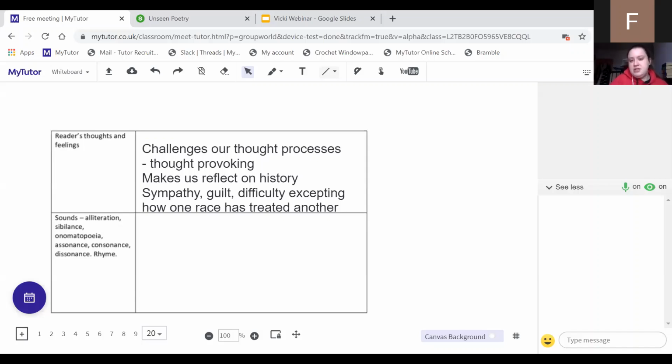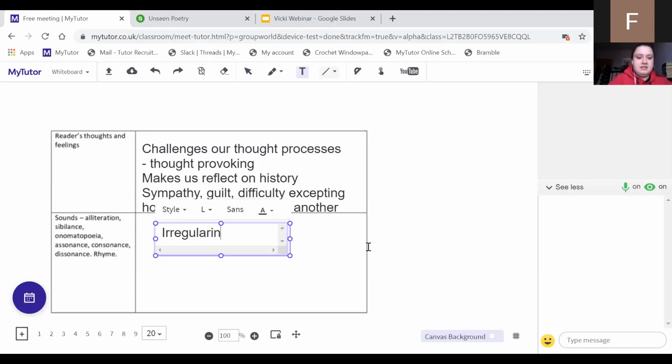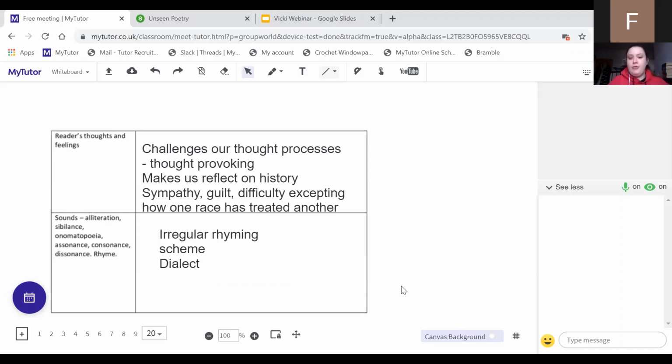Sibilance is the repetition of a certain sound, so it's a special type of alliteration. So sounds with this one, I think the main thing that you should be commenting on here is irregular rhyming scheme, and dialect. I don't think that you can write about this poem without talking about dialect, particularly when you're talking about the speaker's attitudes towards identity.